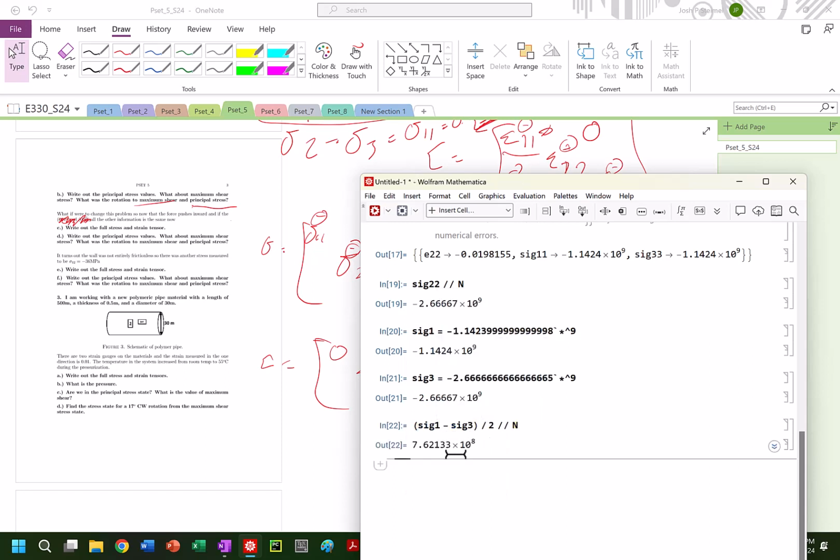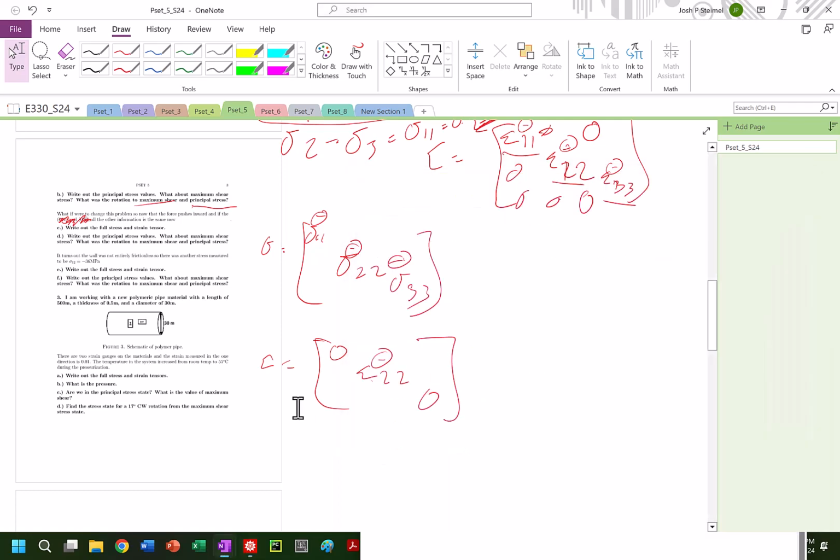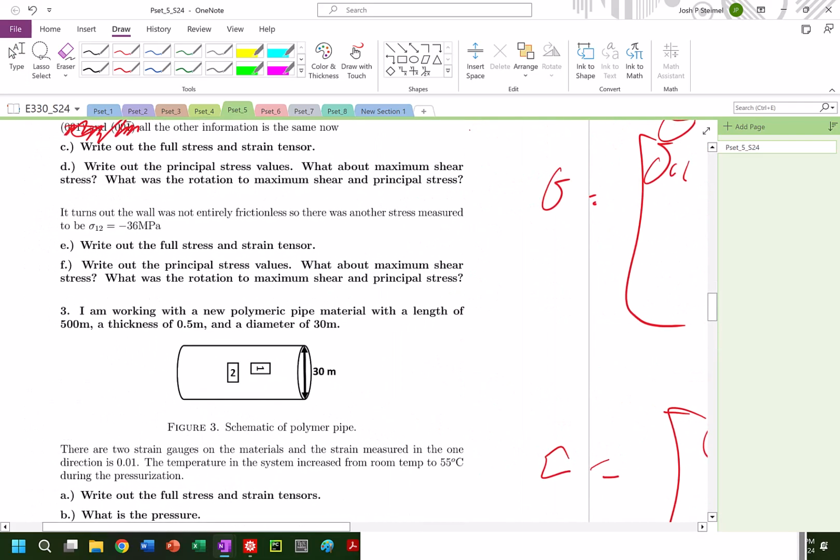So this would be that value for maximum shear stress, and it'd be a 45-degree rotation again. Fantastic. All right. Turns out the wall was not entirely frictionless. So there was another stress measured to be this in the stress in the 1, 2. So write up the full stress and strain tensor, write up the values of principal stress, et cetera, et cetera, et cetera.